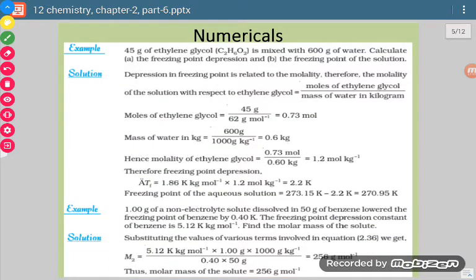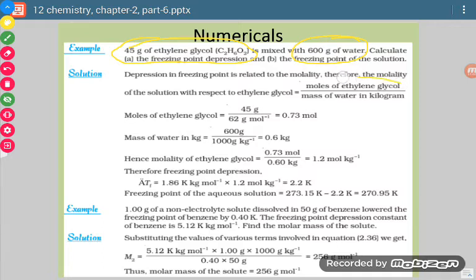Now on the basis of these equations, we can solve these two numericals. First, 45 grams of ethylene glycol is mixed with 600 grams of water. Calculate the freezing point temperature depression and freezing point of the solution. Whatever is given to us, ethylene glycol is the solute, and water is the solvent.